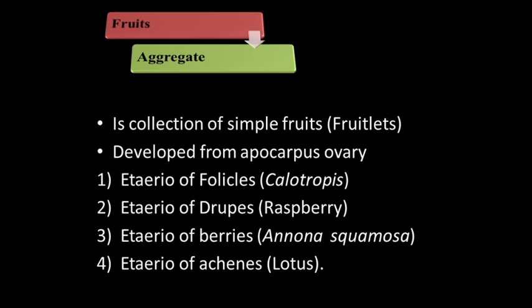Carpels are free. The types of the aggregate fruits are the etaerio of follicles, or you can say the fruitlets of follicles, means two or more follicles are grouped in one structure. The etaerio of drupes means two or more drupes are collectively in a single structure. Etaerio of berries, where the berries are collective in a structure, and etaerio of achenes means where many achenes are associated in a single structure. Now we discuss these types one by one.